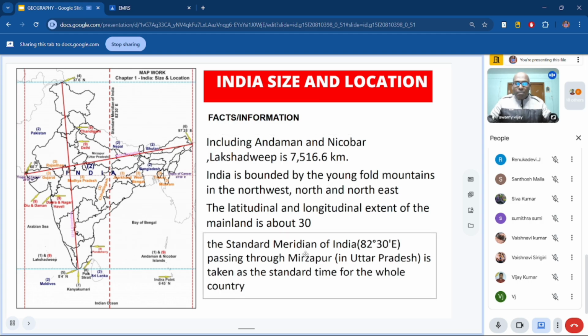The standard meridian of India, this is the red line which is drawn, divides Ahmedabad. The standard meridian of India is 82 degrees 30 minutes east, passing through Mirzapur in Uttar Pradesh, and is taken as the standard time for the whole country. That means Indian standard time is fixed at 82.30 degrees east, and that place goes through Mirzapur, in Uttar Pradesh. This is a direct information bit from this part.